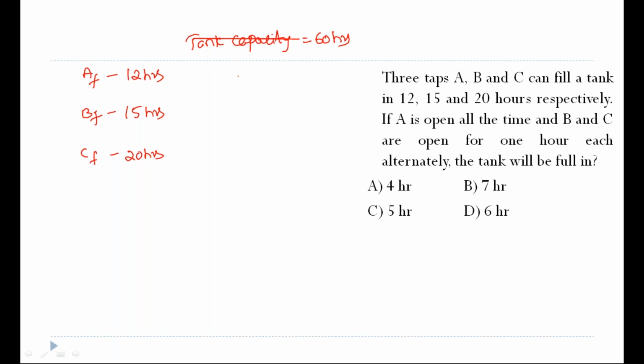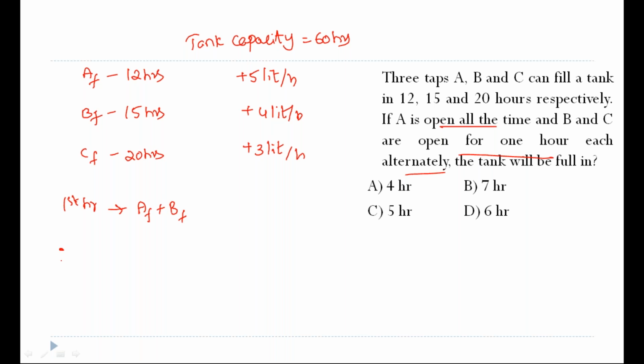Okay, as usual, like what we are discussing till now. This is 5 liter per hour. This is 4 liter per hour. This is 3 liter per hour. But what is the question, friends? This is alternate, but A is open for all the time. B and C is available alternate days. Okay, A is alternate hour, sorry, alternate hour for 1 hour each alternately. What is that meaning? Friends, it is first hour who is available, A and B is available, whereas second hour who is available, A and C is available.